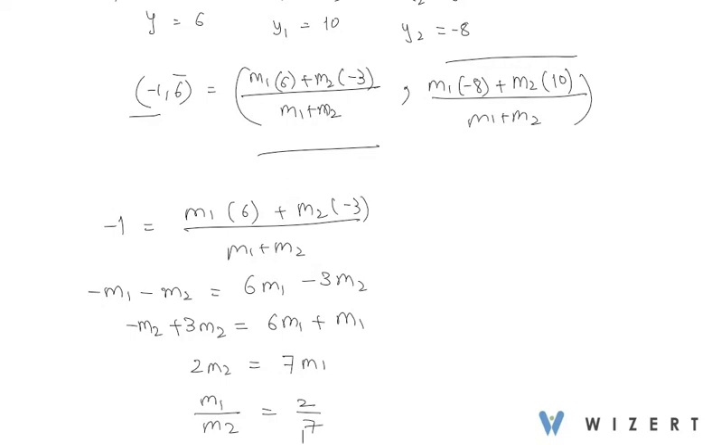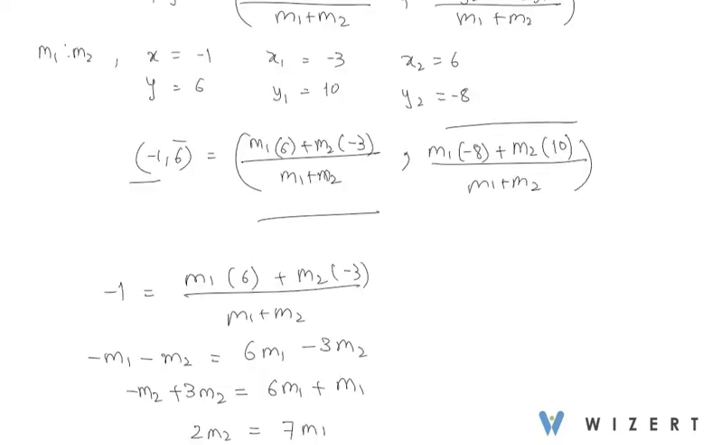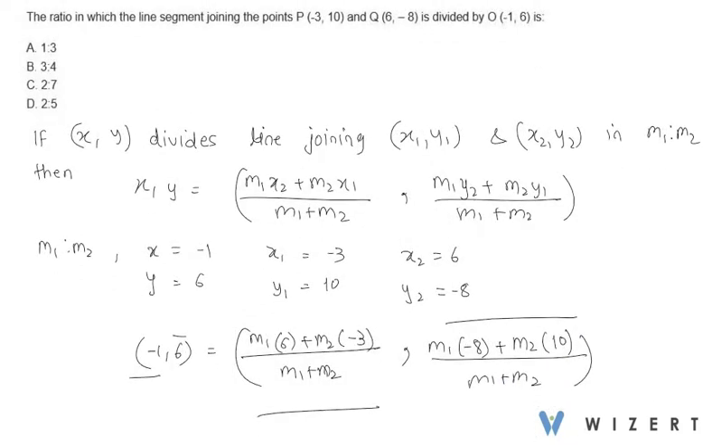So let's see what the options are. Yes, the answer is 2:7, option C.